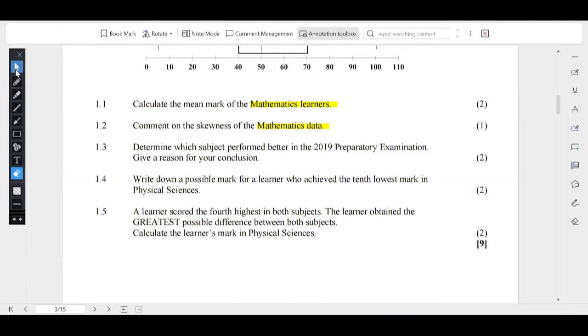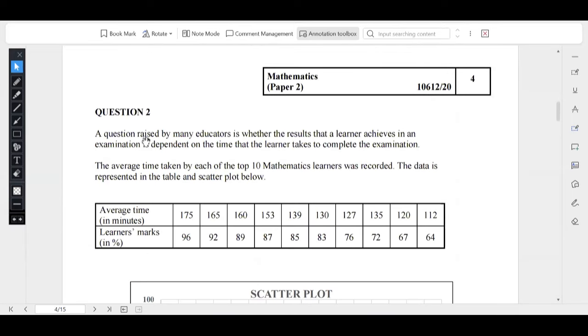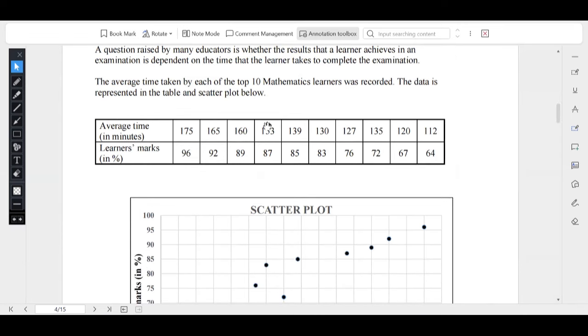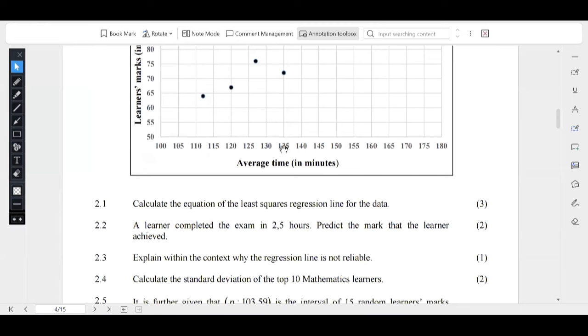Now we move to question 2, which is normally your two variable statistics. Then a question raised by many educators is whether the results that a learner achieves in an examination is dependent on the time that the learner takes to complete the examination. The average time taken by each of the top 10 mathematics learners was recorded. The data is represented in the table and scatter plot below. Right, so we are given the average time taken by each learner to complete the question paper and the marks that they obtain. Right, so from the top 10.